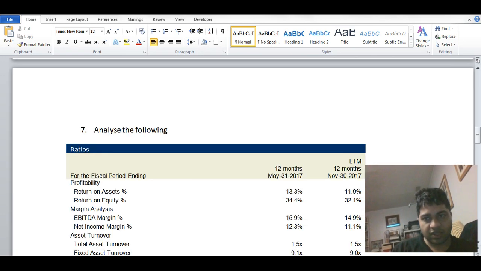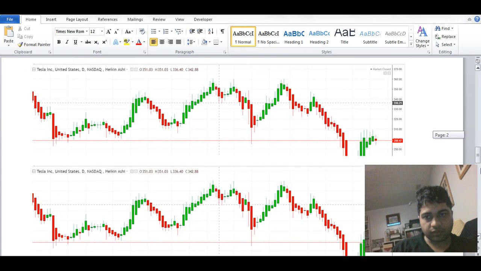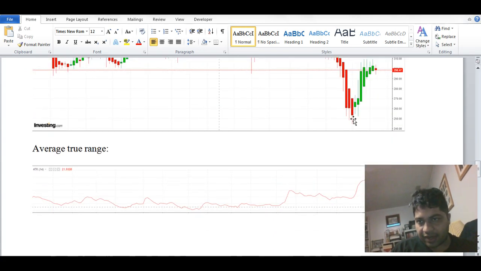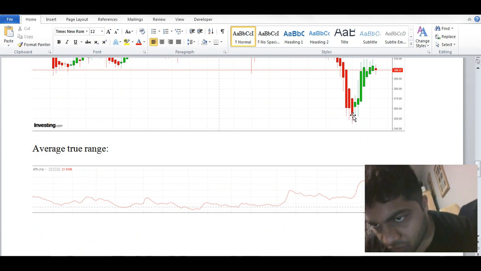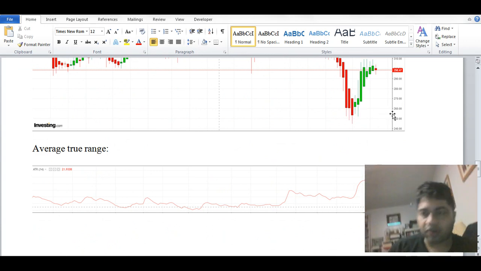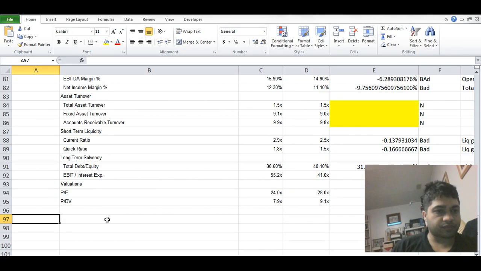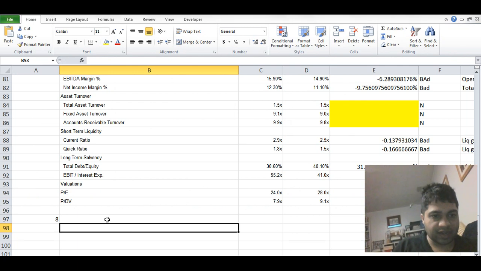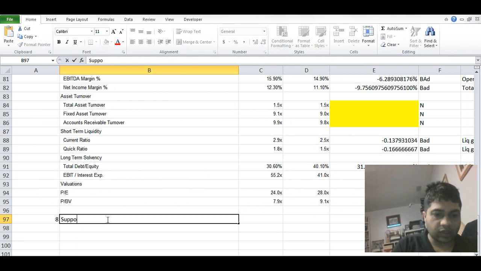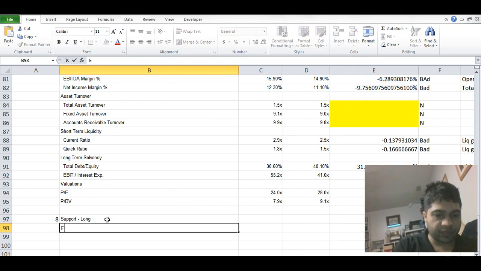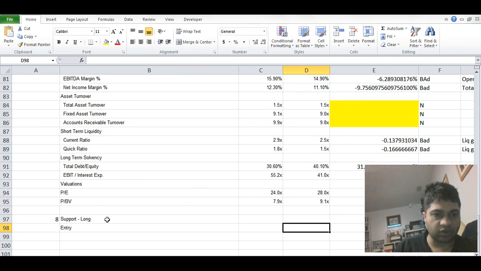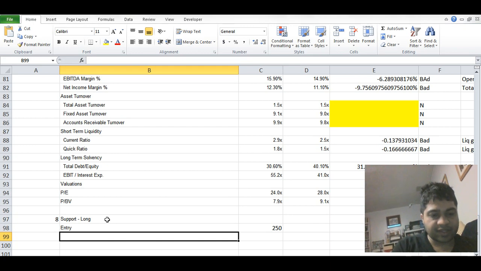Okay, so it is the lowest red candle. I am zooming in. So lowest red candle and base of it. So if I am not wrong, it is somewhere around 250. So first we are identifying support. So on support you go long. Your entry is 250. Now we have exit and stop loss.